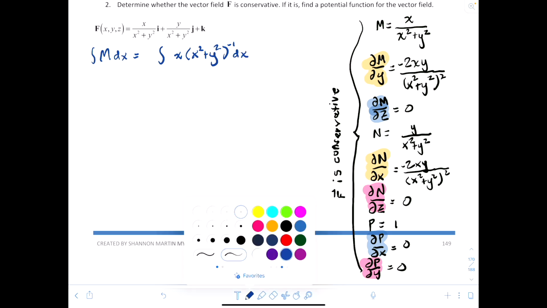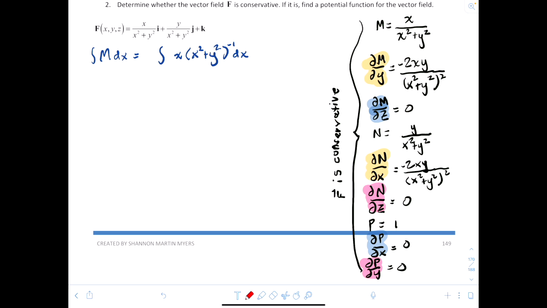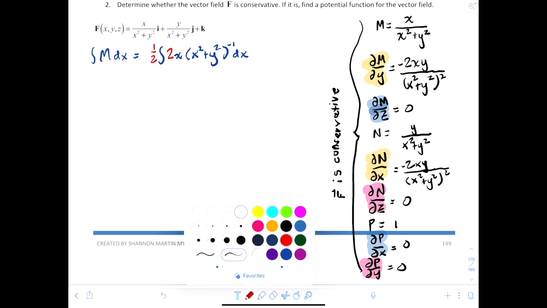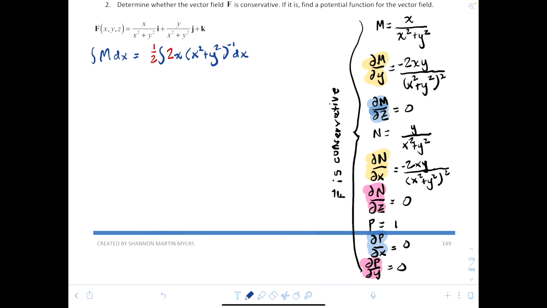In order to integrate this, what do we need? G is x squared plus y squared. So the first partial of that with respect to x is 2x. So we need a 2x dx. If I multiply by 2 on the inside and by 1/2 on the outside, I will be able to integrate. So I will get 1/2 natural log of x squared plus y squared, which is positive, so I will not need absolute value.